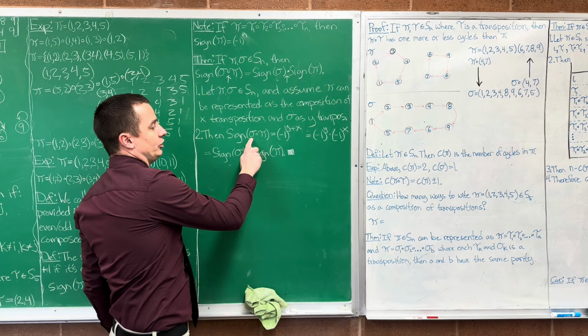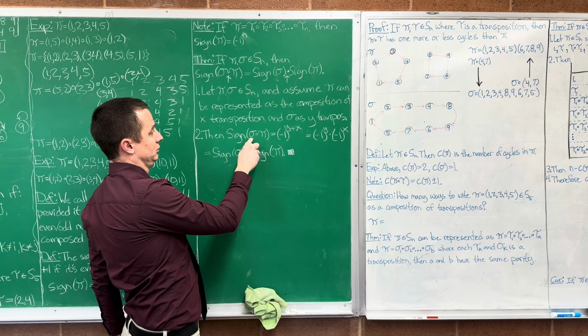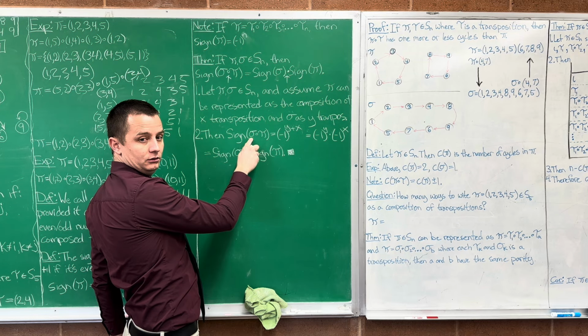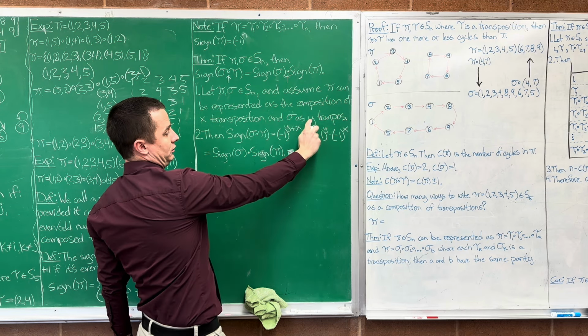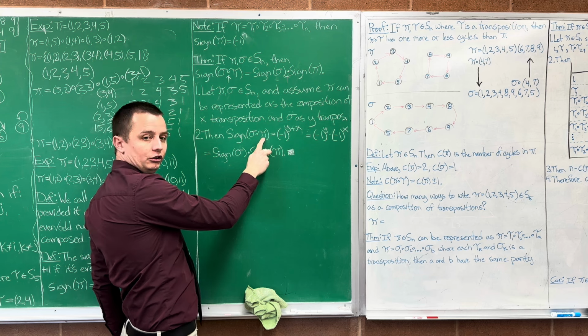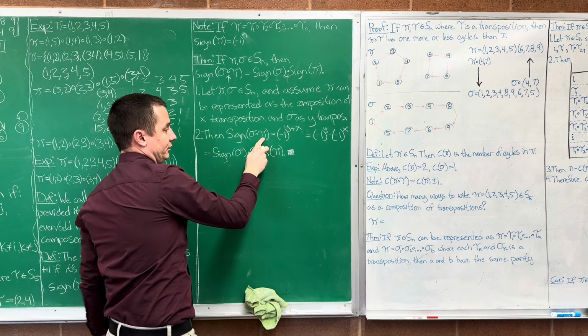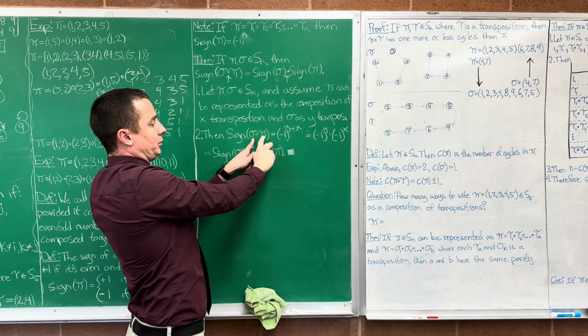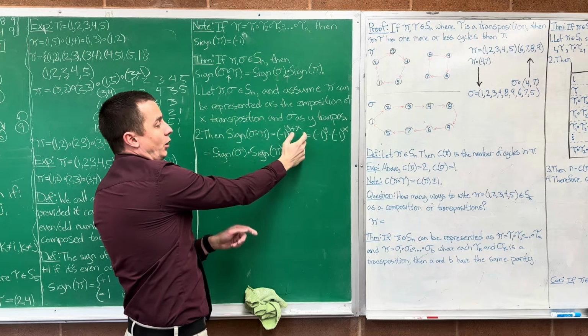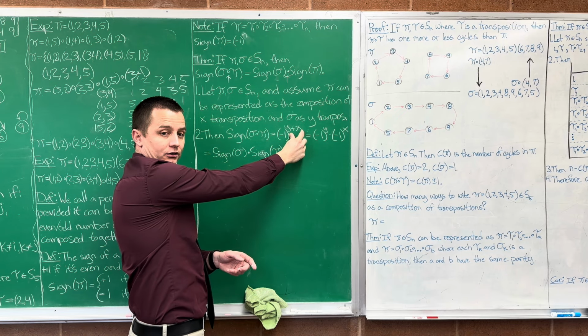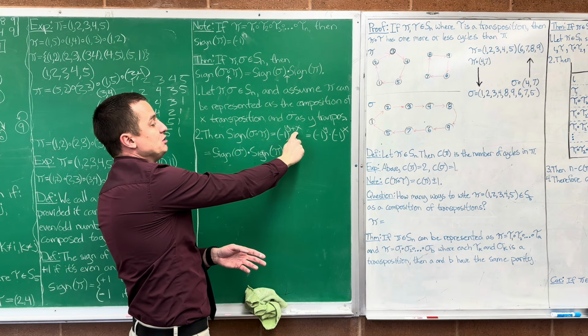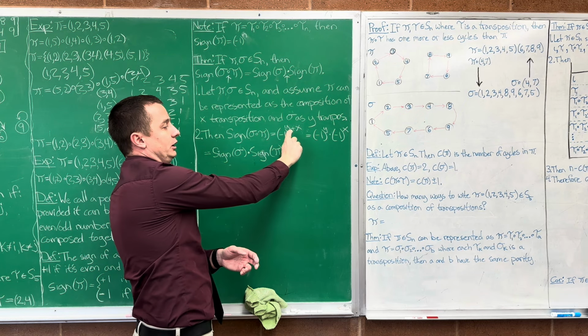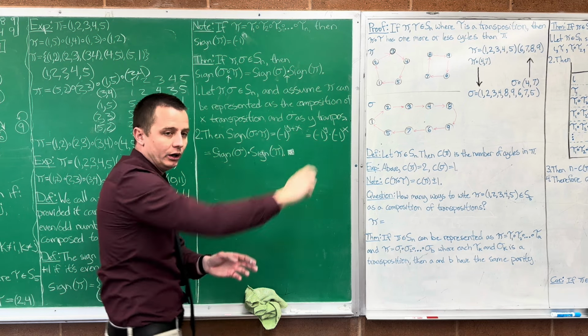So then, what is the sign of sigma composed with pi? How many transpositions did we use for sigma? Y. How many transpositions did we use for pi? X. So the sign of sigma composed with pi is just going to be -1 to our total number of transpositions. If x plus y happens to be even, then it's going to come out +1. If x plus y happens to be odd, it's going to come out -1.